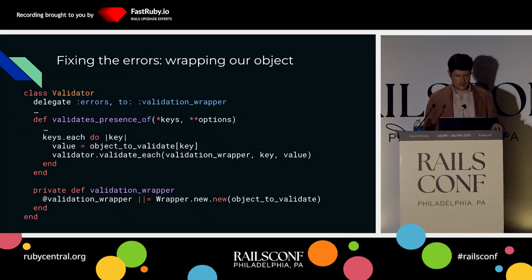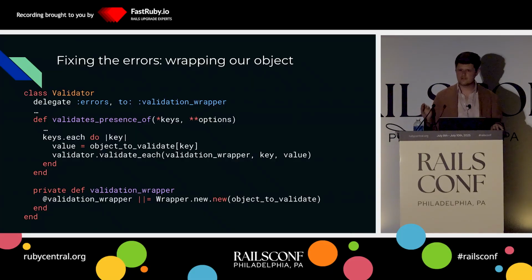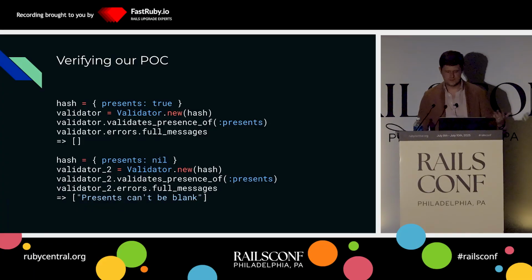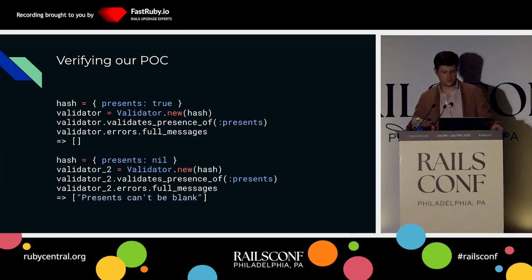And so now, if we go to our validator and we set it up so that instead of passing in the hash to the validate each method as that first record argument, we now wrap the hash in our new instance of that anonymous class that wrapper.new is returning. Then we can go back, run our tests again, and it passes. And so now we have successfully validated the presence on a hash. And it's very simple. We just pass the hash in to the constructor, we call validates presence of, and it works. And this is pretty cool.